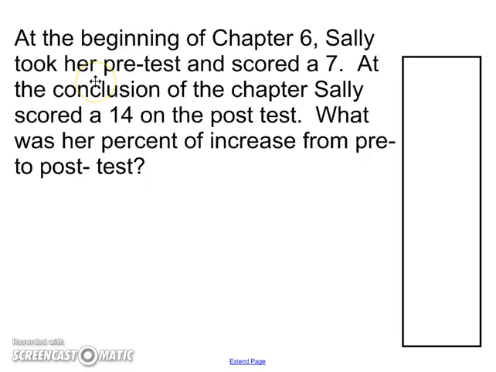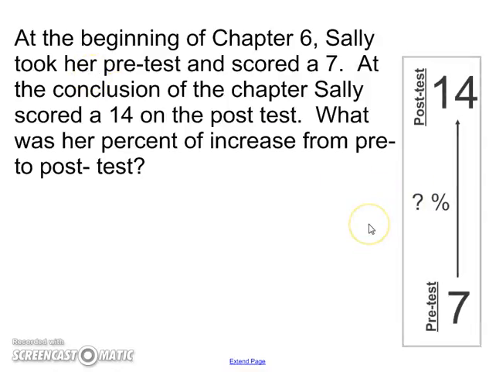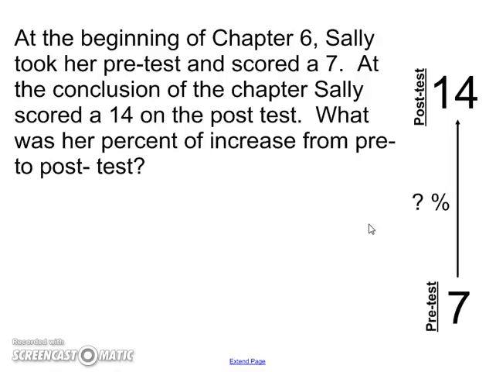So for example, at the beginning of Chapter 6, Sally took her pretest and scored a 7. At the conclusion of the chapter, Sally scored a 14 on the post-test. What was her percent of increase from pretest to post-test? So again, as I was stating, we're pretty good at looking at this. Sally started at 7 at the pretest, did the chapter, scored a 14 on the post-test. And obviously, she went up by 7 points. But what is this as a percentage?